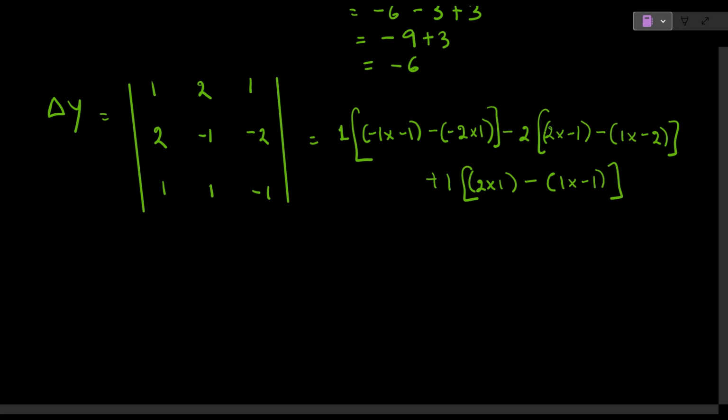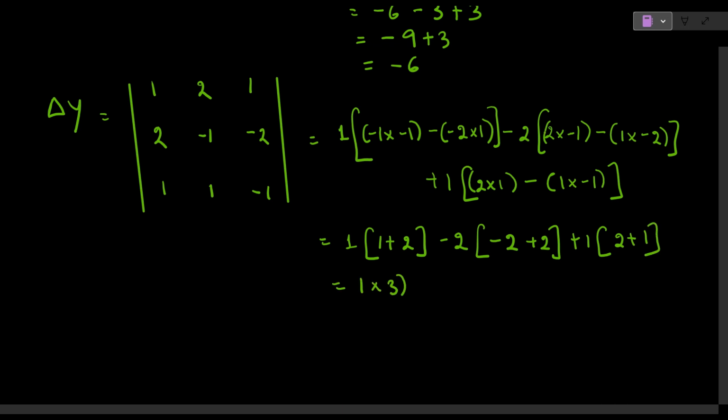Okay, students, now solve. Very, very easy. So, plus 1 minus of minus 2 gives plus 2. Okay, minus 2 into minus 2, minus of minus 2 is plus 2, and plus 1 into 2 minus of minus is plus 1. Okay. This gives 1 into 3 minus 2 into 0 plus 1 into 3. So what is the value, students? 3. And this gives 0 plus 3. This gives 6. So the value of delta y is plus 6.